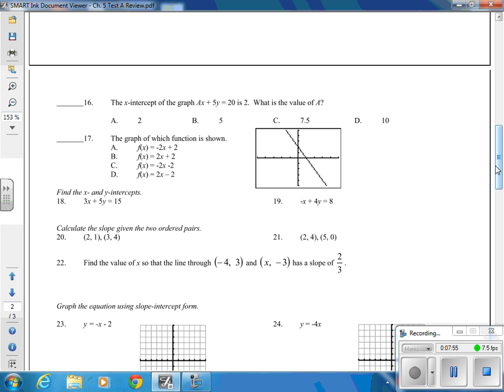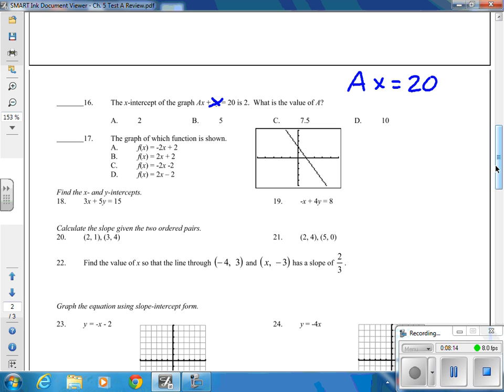For number 16, the x-intercept of the graph with this equation is 2. What is the value of a? Right, so the first thing you have to know is, what does it mean to find the x-intercept? So in our case, that means we kick the y out of the problem. Right, so once we do that, we have ax equals 20.